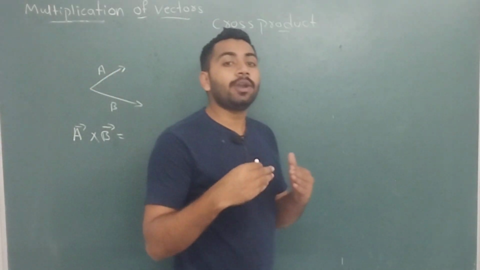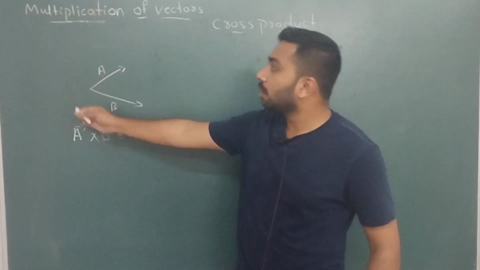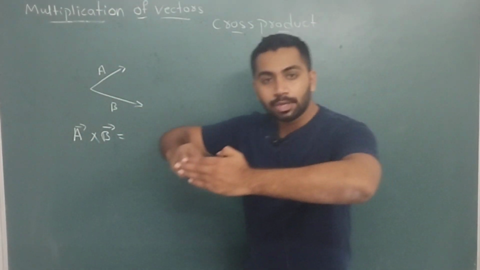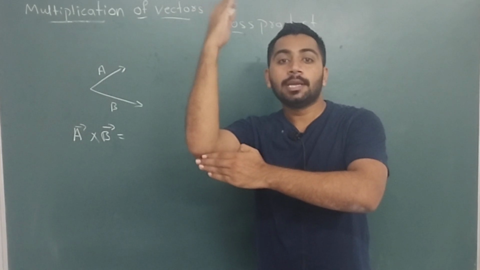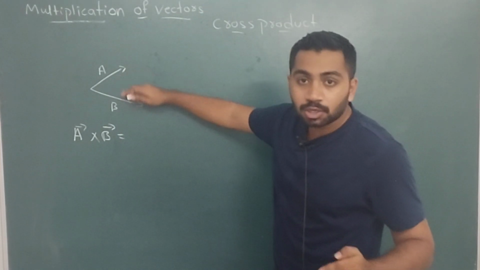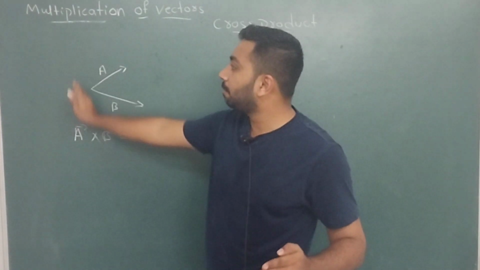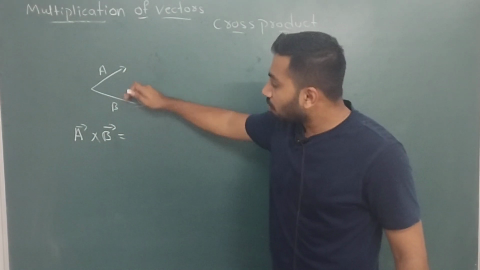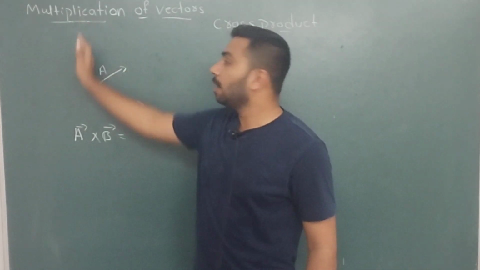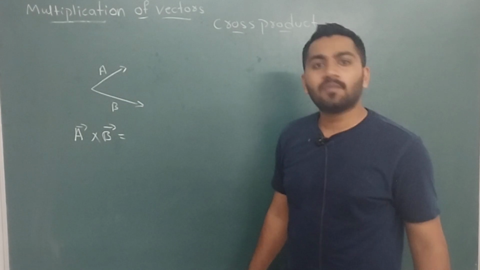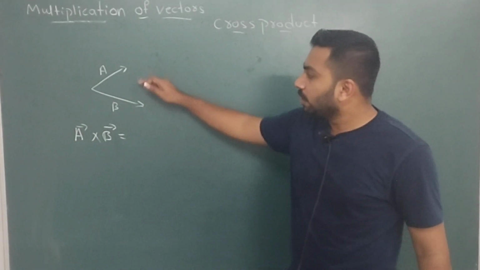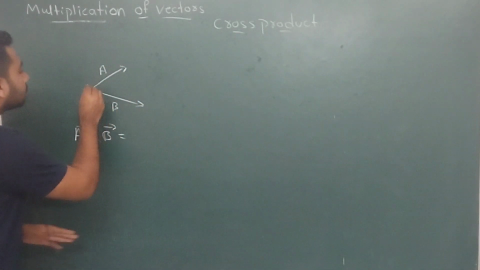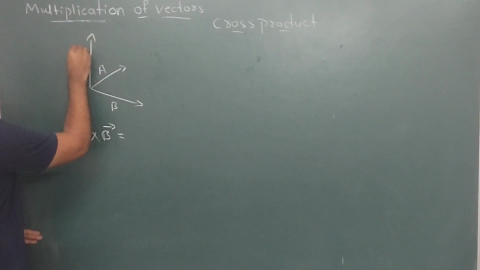Now if you are doing the cross product of these two vectors, then its product will always be perpendicular. When we are doing the cross product of two vectors, the answer will be perpendicular. It's just simple. When you are cross multiplying two vectors, the resultant will come perpendicular. Why we do dot product and why we do cross product, we will learn, don't worry.